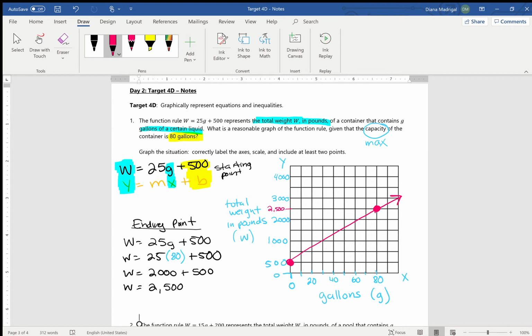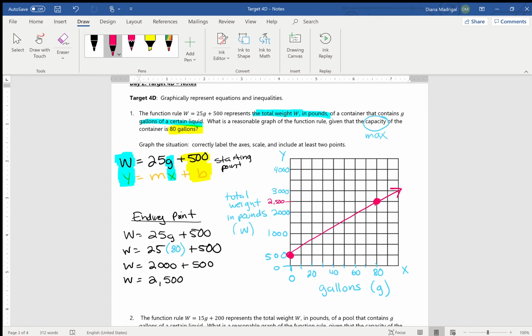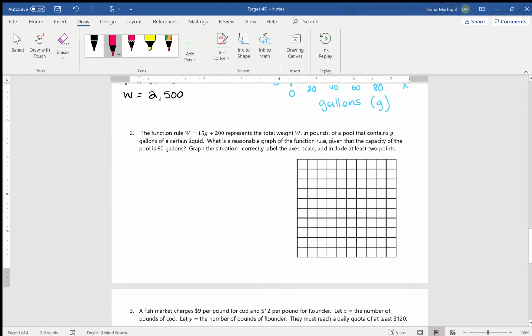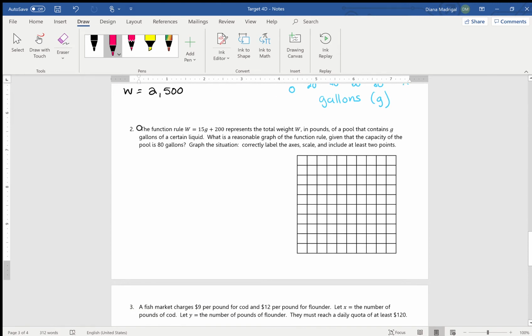We just found our equation, we label it, we label the x, the y, we found the scale, and we included our 2 points. Your 2 points will always be the starting point and the ending point. Based on the starting point and the ending point, you're going to be able to figure out the scale of the y-axis. So that's how you do question number 1. Question number 1 is exactly like question number 2. So make sure you try this one on your own.